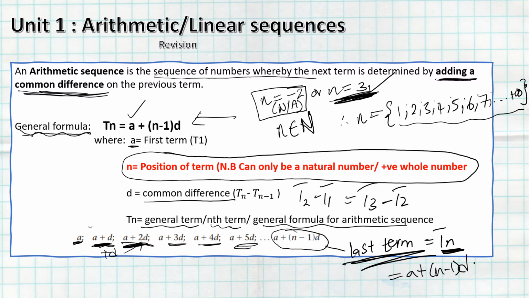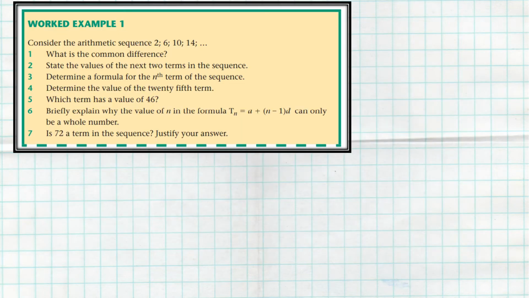Okay, let's quickly take a look at an example and see how you can use all this knowledge that we covered here as a revision, in order to enhance your understanding of patterns, sequences, and series. But today it's arithmetic. Let's take a look at worked example 1, from our textbook, Platinum Mathematics Grade 12 Learner's Book. They said, consider the arithmetic sequence 2, 6, 10, 14, and so on to infinity.